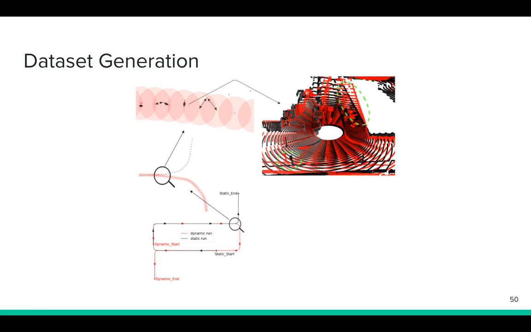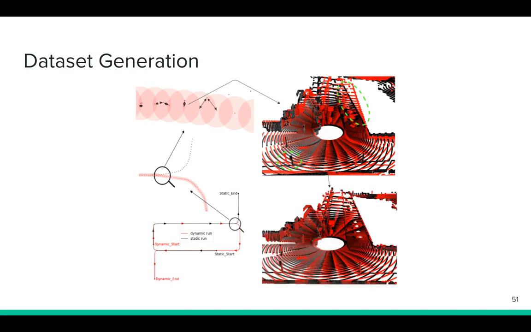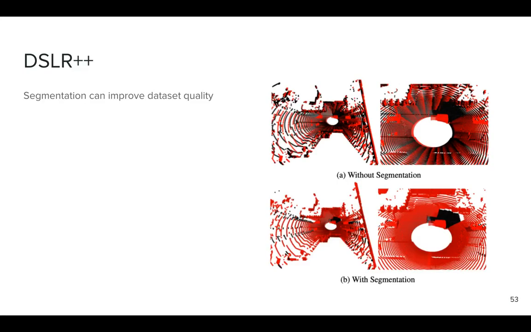But all static structures between both the scans may not align perfectly. Therefore, all the static scan points are linearly transformed by the pose difference between the two scans. This helps to better align all the static structures in both the scans. We can also use segmentation information, if available, to further improve the quality of the dataset generated. When we train the base DSLR model on this improved dataset, we refer to it as DSLR++, and it performs better than the base DSLR model.